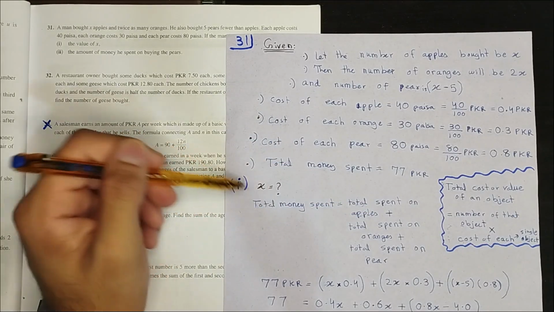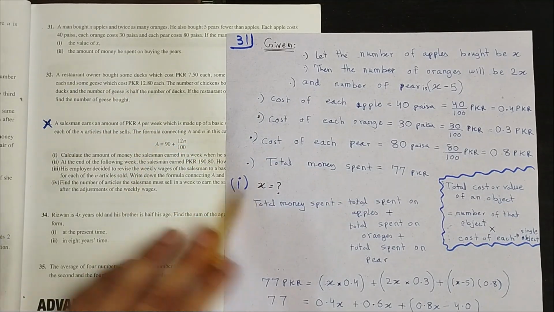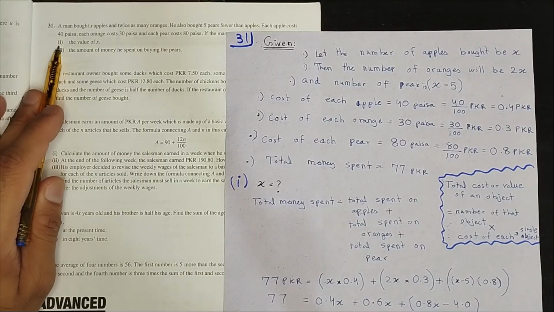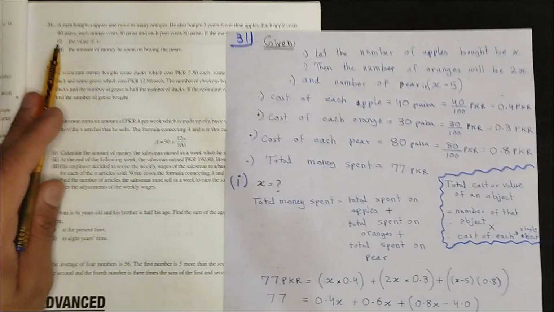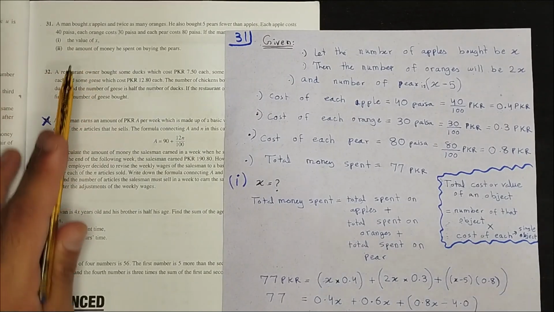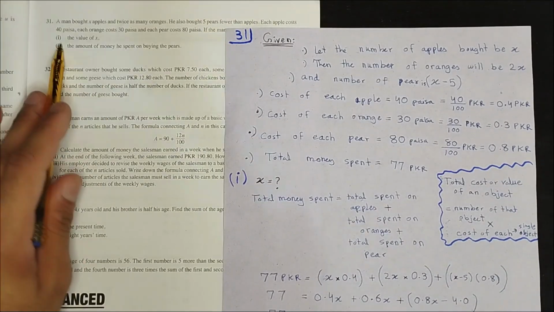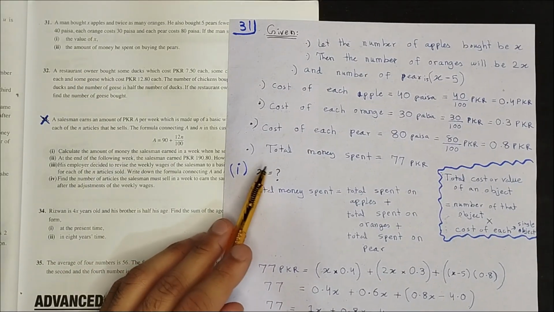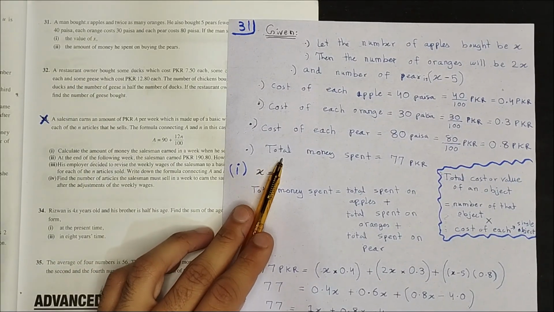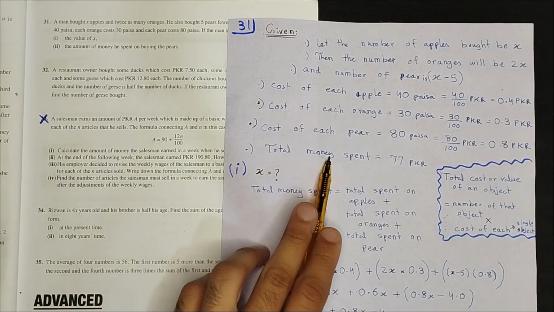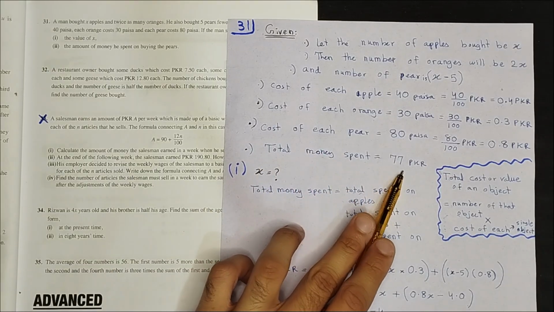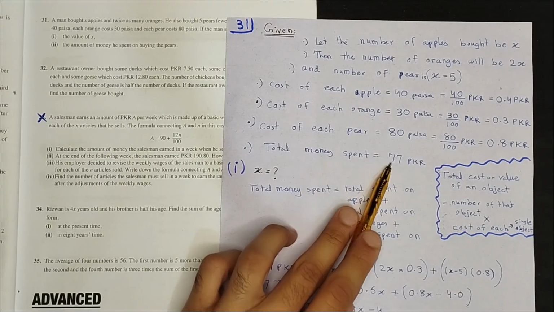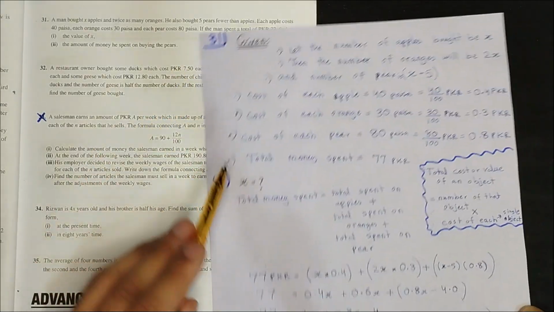First of all, question number 31, part first, asks us to find the value of x. How are we going to find it? We're going to find it by using the last statement of the given. It says that the total money spent is 77 rupees. The equal sign shows us equality, and this shows us the equation that we need.